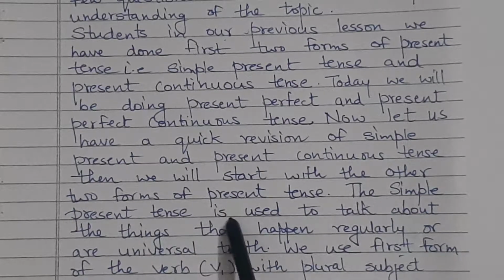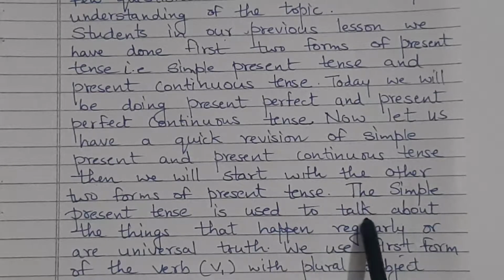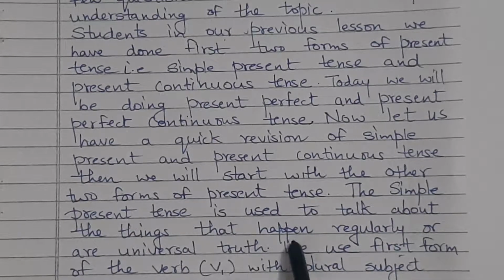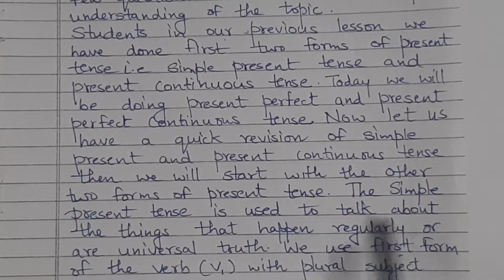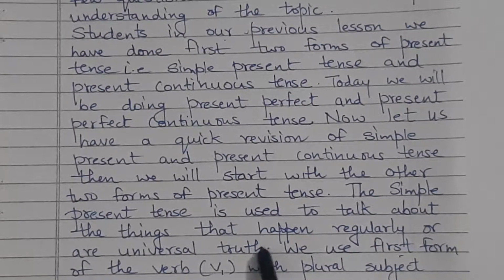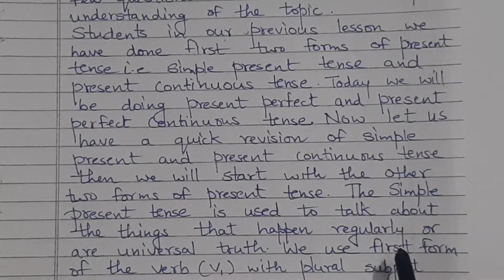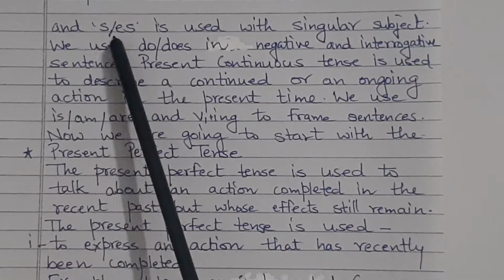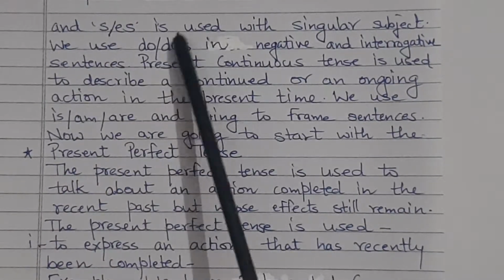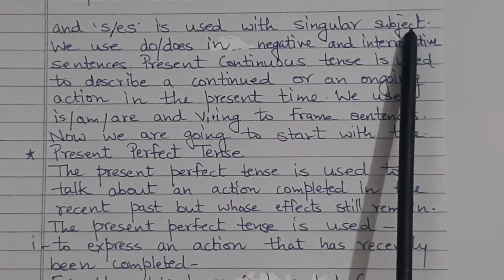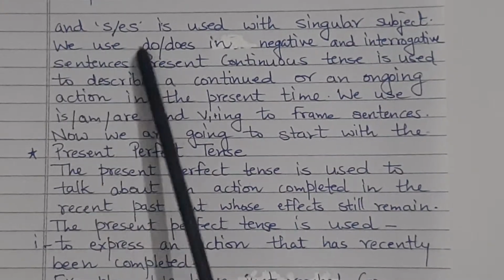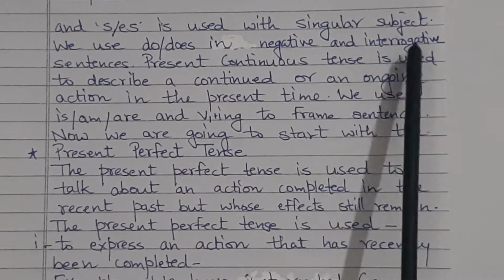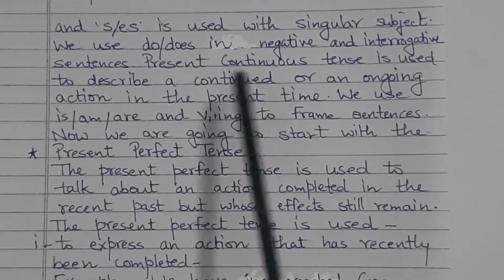The simple present tense is used to talk about things that happen regularly or are universal truths. We use the first form of the verb, the base form V1, with plural subjects, and S or ES is used with singular subjects. We use do and does in the negative and interrogative sentences.